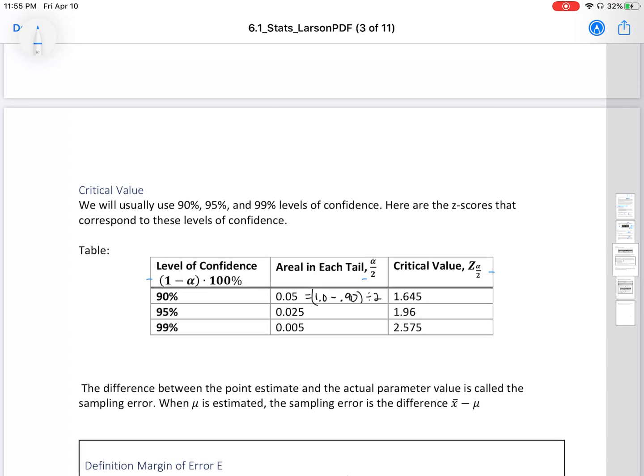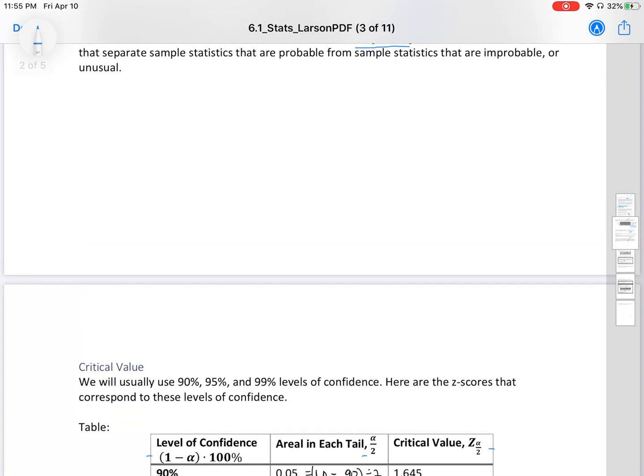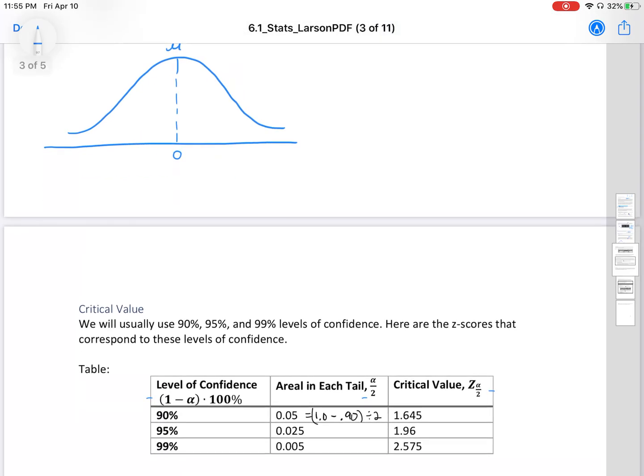So what do these numbers mean? So let's take our bell-shaped curve, right? Let's assume it's very bell-shaped and very symmetric. And we know we have 0, which is our mean, and 0 according to standard deviations. So let's take a look at that first one, that 90%.